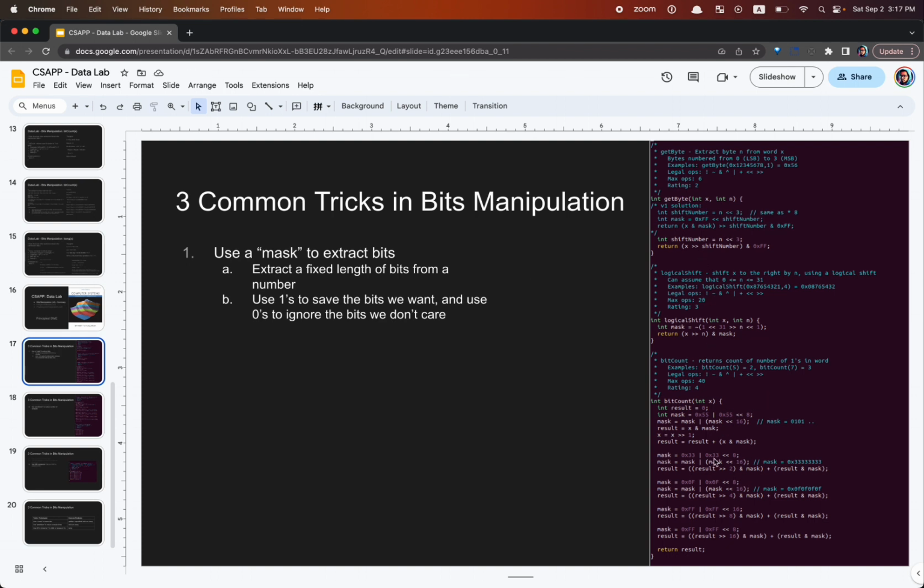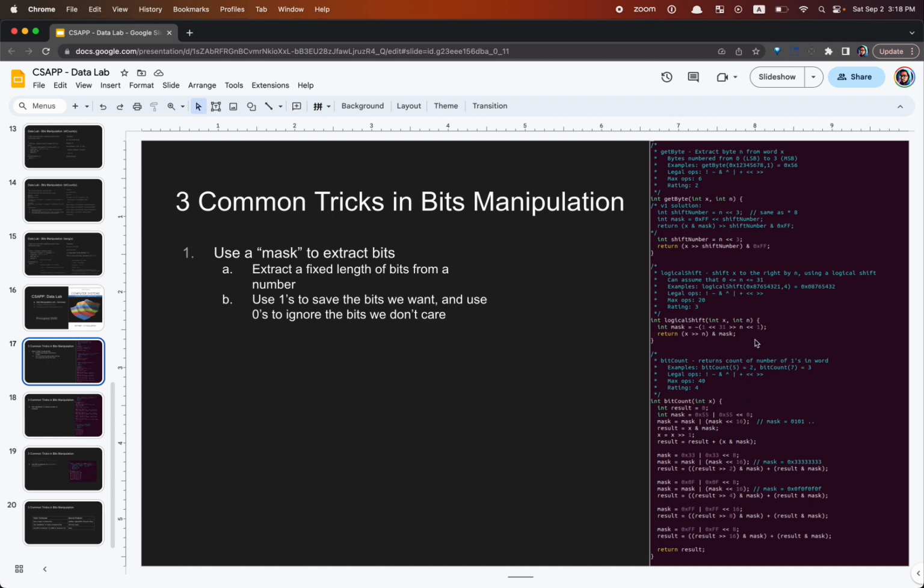All these 3 problems are the ones we solved previously in earlier videos. So in this get back problem, at the last step here, we use this FF, which is 8 bits of ones, to extract the last 8 bits from the results we got. This is probably the most simple type of mask we will use when solving bits manipulation problems, which is a constant number. In the second problem, the logical shift, the first step is to dynamically generate a mask based on the input n, and then we apply this mask to the intermediate results, and then we get the final results, right?